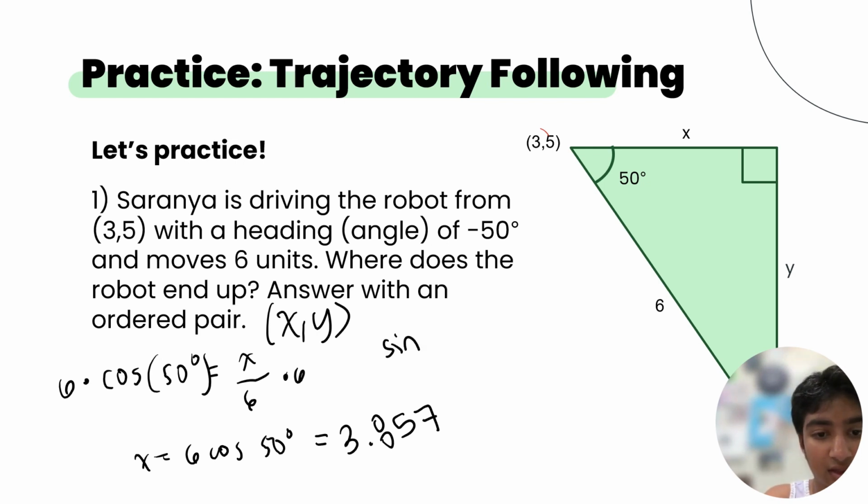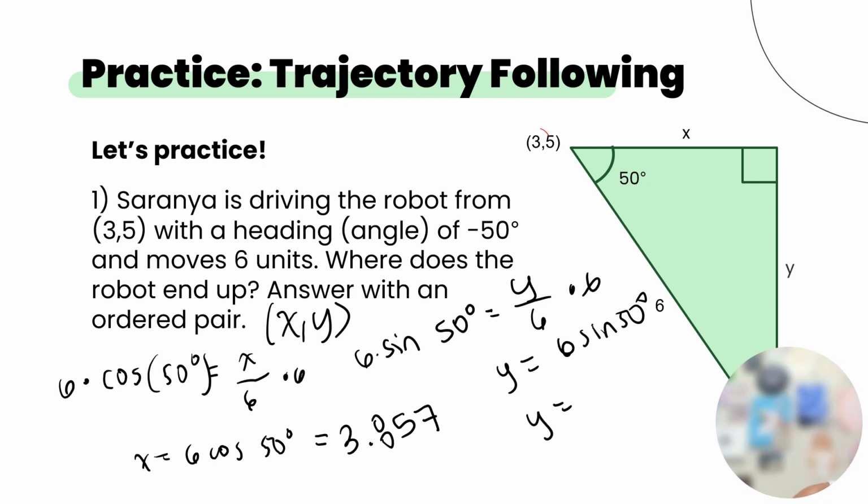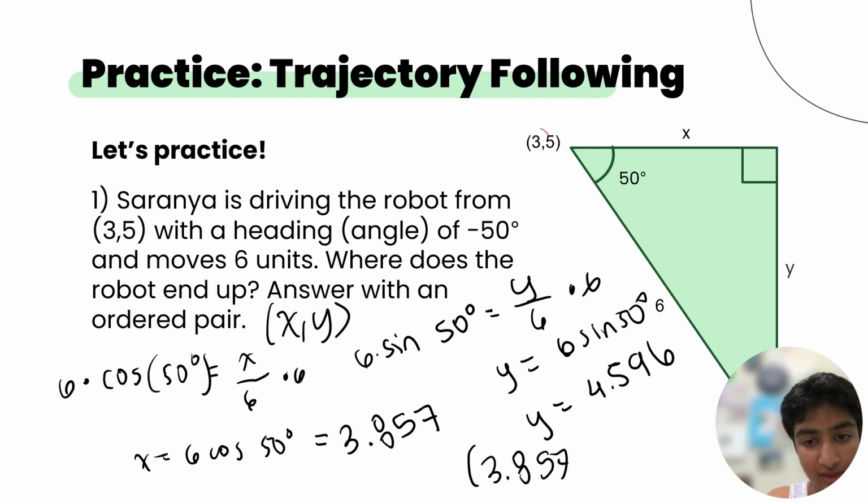So sine 50 degrees equals opposite, which is y, over hypotenuse, 6. We multiply both sides by 6 to isolate the variable, and then we get y equals 6 sine 50 degrees. Let me figure that out as well. Sine 50 degrees gives 4.596, so y equals 4.596, which is 6 times sine 50 degrees. So our ordered pair would be 3.857 and 4.596. Now let's check our answer.